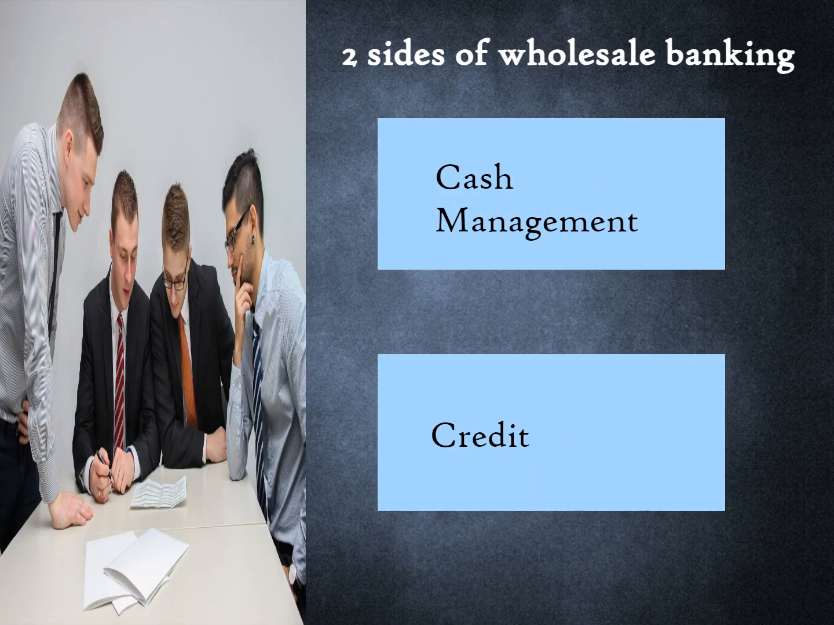Like their consumer banking brethren, wholesale banking products can also be grouped into 2 categories. Cash management products allow businesses to park surplus cash, receive cash from customers and pay suppliers. Credit products are loans given to businesses by banks. The rest of this lesson is a deeper dive into these 2 categories.